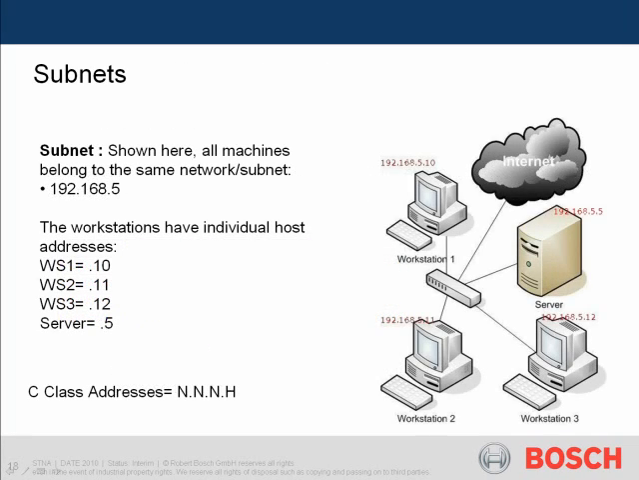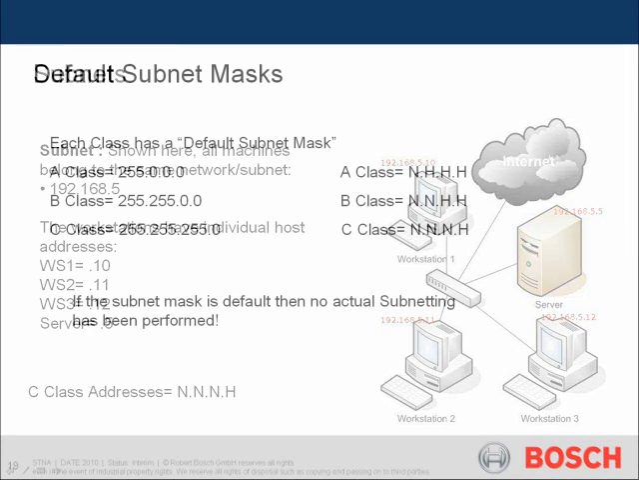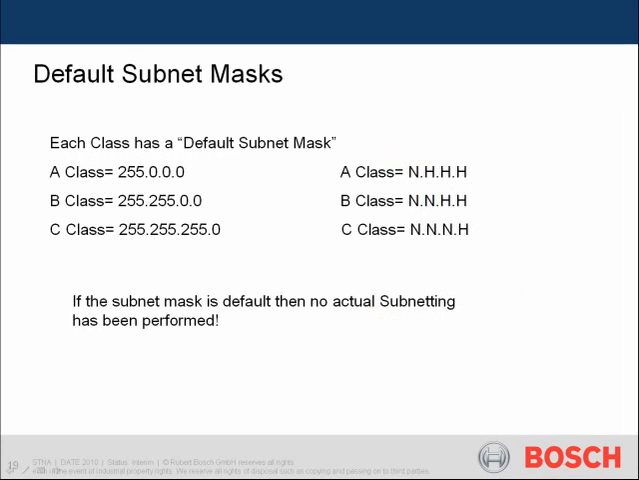Taking this same example and putting it in a real-world application, we see that all the machines pictured here belong to the same network or subnetwork. They all belong to the 192.168.5 network. Their host address only takes up the last octet, because remember, in a C-class address, the octets are network, network, network, host.